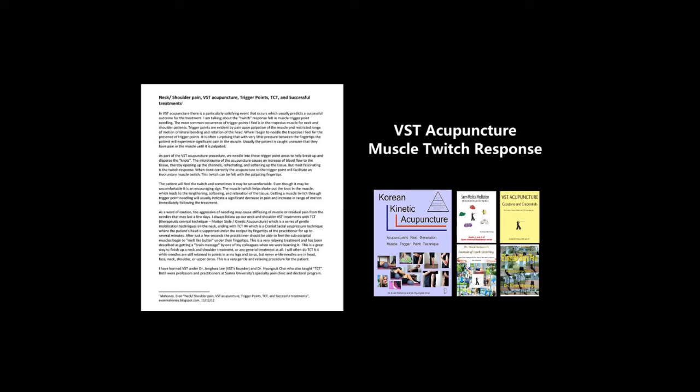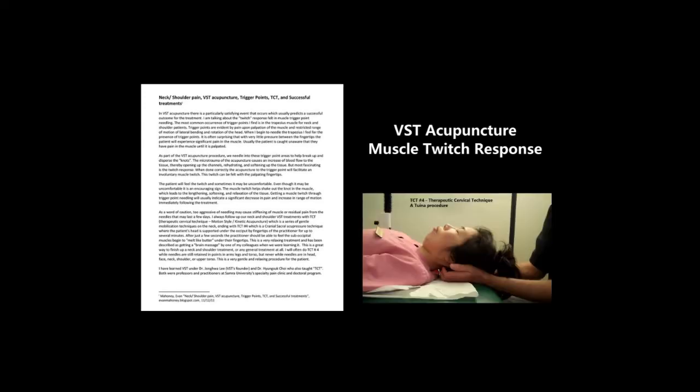I always follow up our neck and shoulder VST treatments with a TCT, therapeutic cervical technique, Twina technique. We called it motion style in the kinetic acupuncture, which is a series of gentle mobilization techniques on the neck, ending with TCT number 4, which is a cranial sacral acupressure technique, where the patient's head is supported under the occiput by fingertips of the practitioner for up to several minutes. After just a few seconds, the practitioner should be able to feel the suboccipital muscles begin to melt like butter under the fingertips.